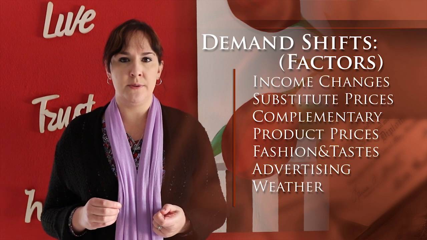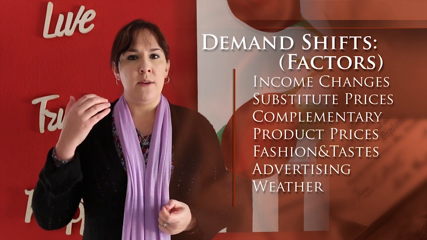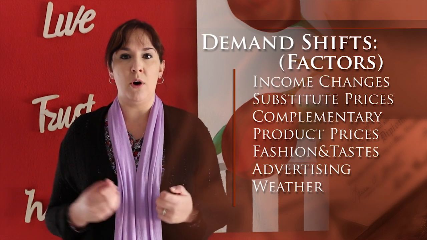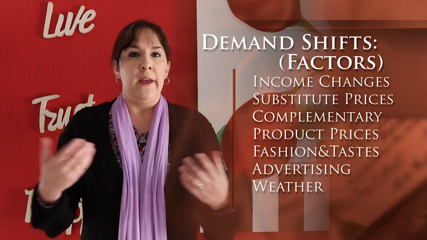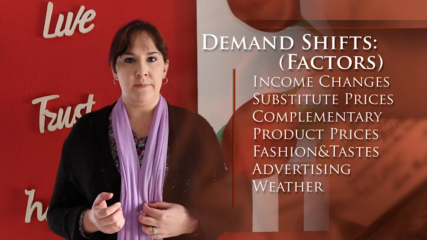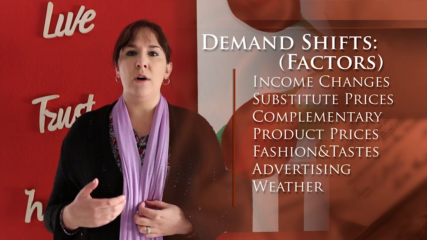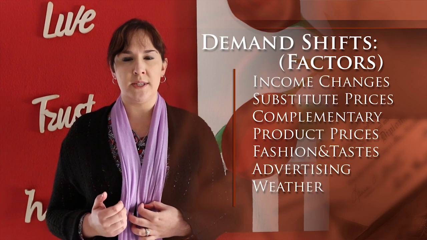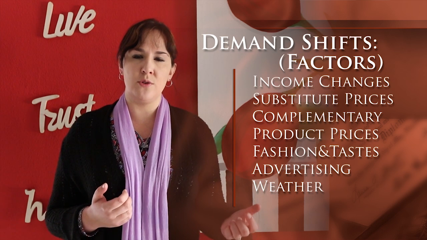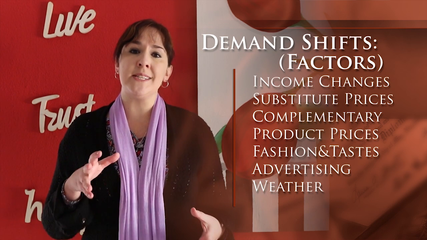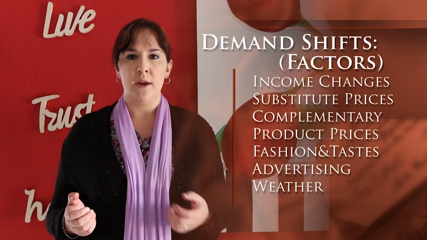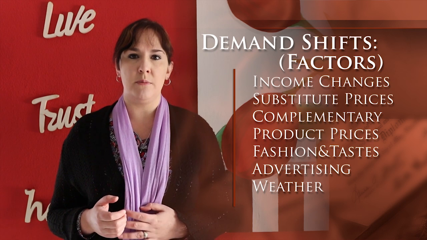That is a substitute. And then we have complements, so complementary or joint demand products. An example would be a printer and ink cartridges. If the price of the printer was to increase, it would lead to the demand for ink cartridges decreasing. So we say that complementary products have a negative relationship in terms of price and quantity of the other product.